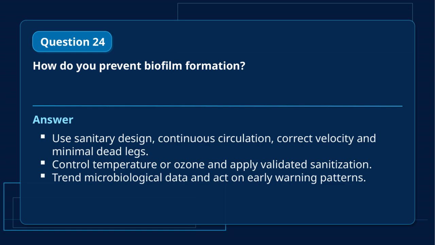Maintaining the correct velocity in pipes and minimizing dead legs, those stagnant sections where flow is minimal, is essential to keep the system clean. Additionally, controlling temperature and using ozone can effectively inhibit microbial growth. Applying validated sanitization procedures ensures that cleaning and disinfection are consistently effective. Finally, tracking microbiological data over time allows us to identify early warning signs of biofilm development, so we can take action before it becomes a bigger problem. Altogether, these measures form a comprehensive approach to preventing biofilms and maintaining hygiene.